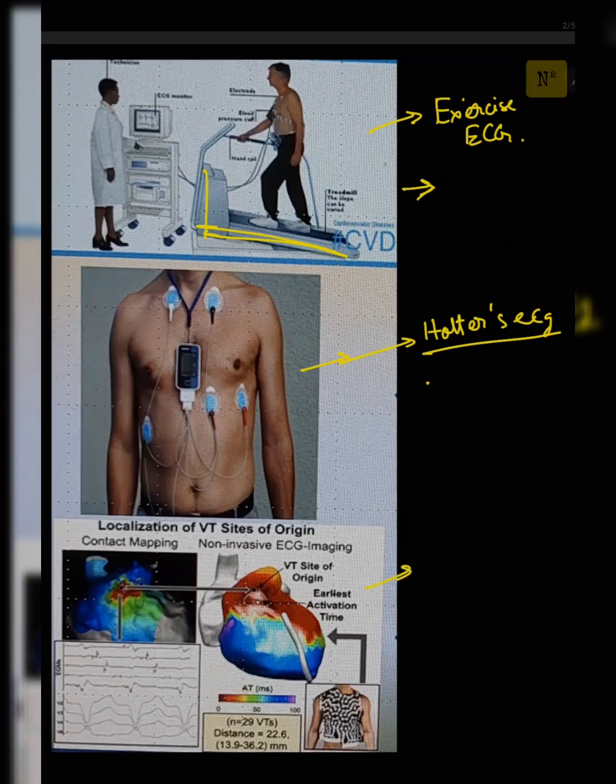And this is the body mapping ECG. Okay, mapping. So it's a non-invasive identification of arrhythmic sources. Here you can see different variant colors. These color variations are used for detecting any dynamic abnormalities in the cardiac functioning.